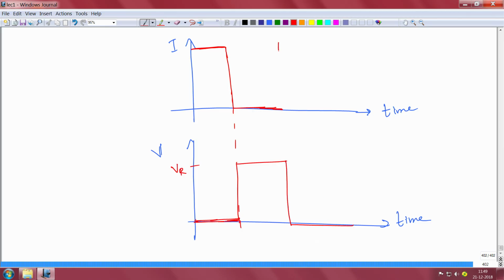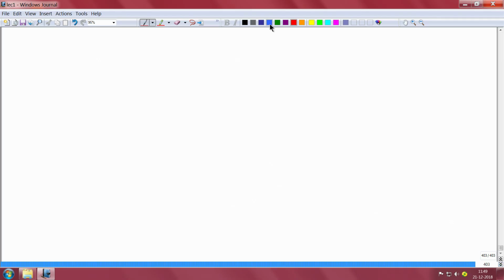And again, when the current rises up, the voltage should come down, and so on and so forth, right? That is an ideal switch. But in reality, an ideal switch doesn't exist, and so the transistors have their own finite behavior. That's what we were talking about in the last class.